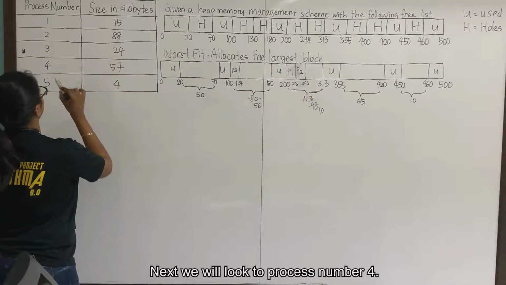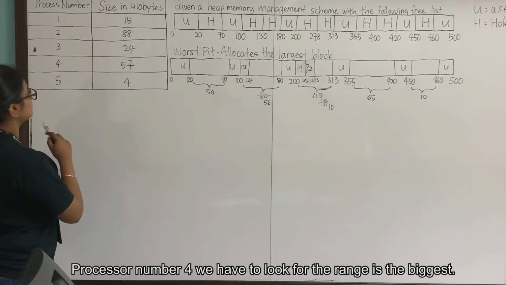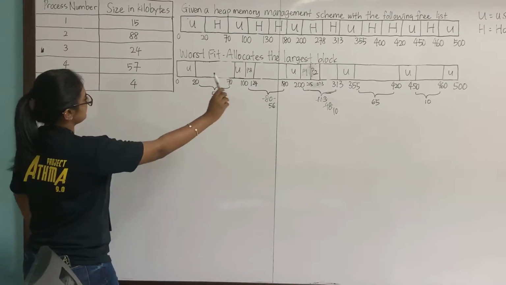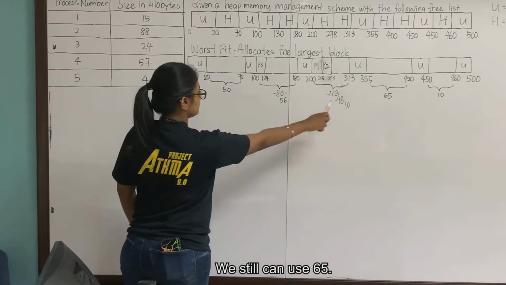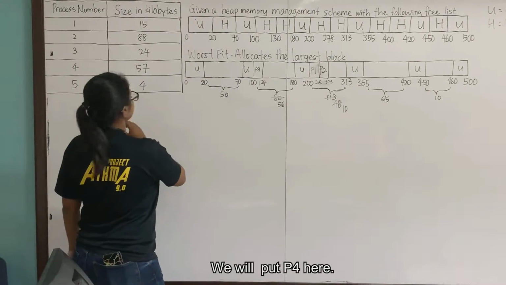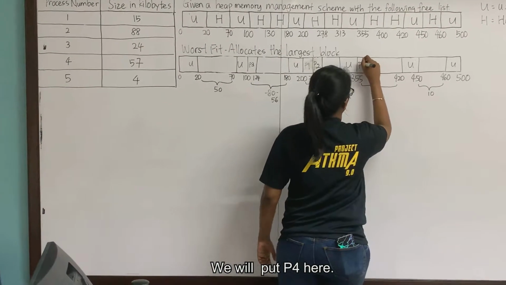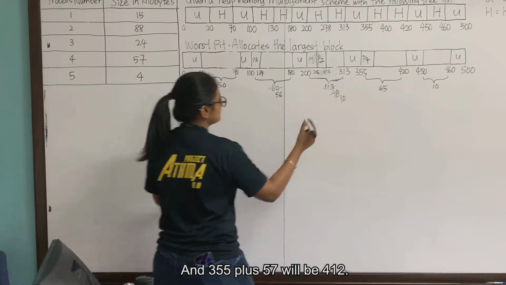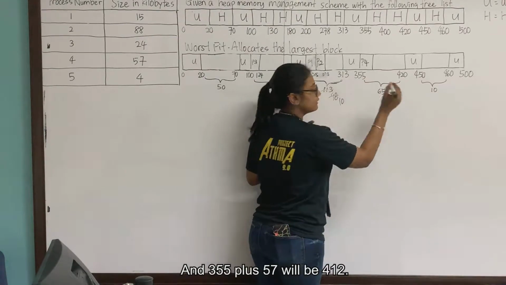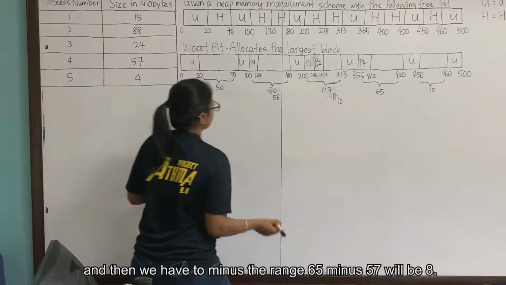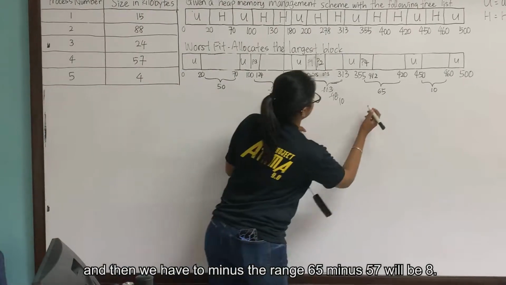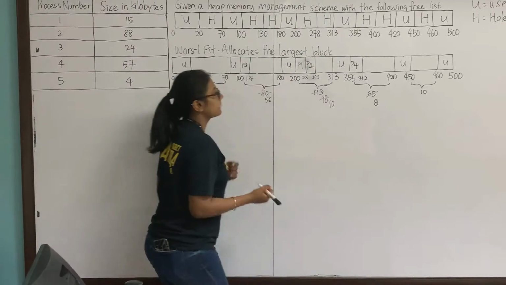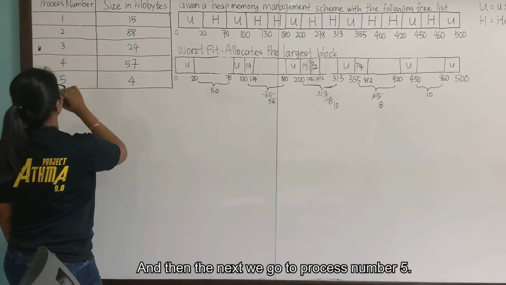Next we will look at process number 4. For process number 4, we have to look for the range which is biggest, and for size 57 we can still use 65. We will put P4 here, and then 355 plus 57 will be 412, and then we minus from the range. 65 minus 57 will be 8.